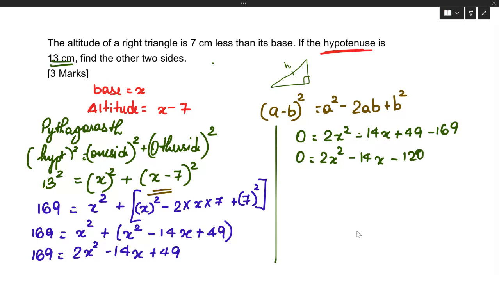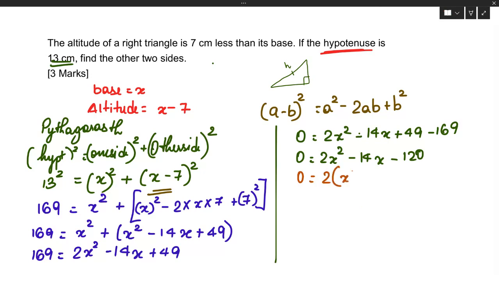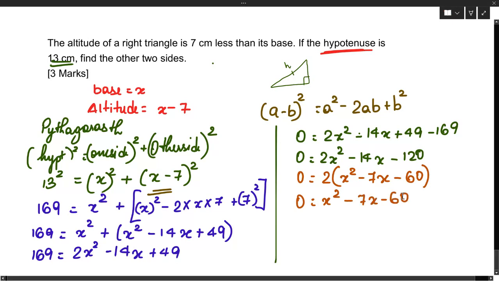Because they have not given, we have to use the roots or the reals here. So we can use splitting the middle term. But wait, I think we have a common multiple here. 2. 2 sixes are 12. Yeah. Then 0 divided by 2, that is gone. x square minus 7x minus 60. Clear? Now 60 becomes easy.